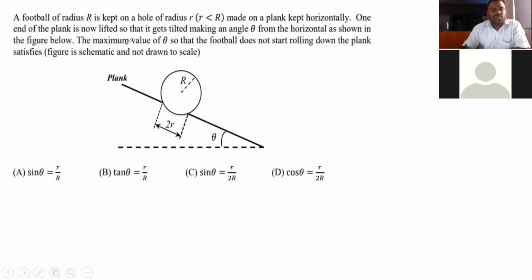Rotational motion la oru conceptual sum paarkalaam paarunga. A football of radius capital R is kept on a pole of radius small r. This small r is very less than capital R. Capital R is the radius of the football. Small r is known as the radius of the pole.